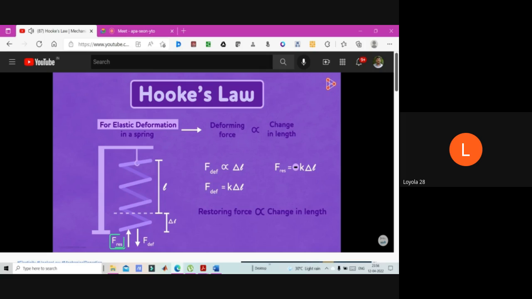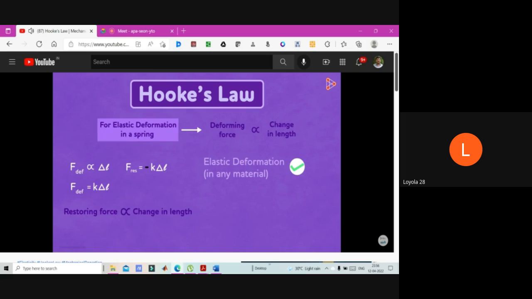Another thing is that this law is not only valid for elastic deformation in a spring, it's also valid for elastic deformation in any material. But there is an assumption that this law is valid when the forces and deformations are relatively small. Also, there is a modified version of Hooke's law. It says that in an elastic deformation, the stress experienced by a body is directly proportional to strain. Before understanding this modified version, we need to understand what stress and strain mean. And we will do that in the next video.